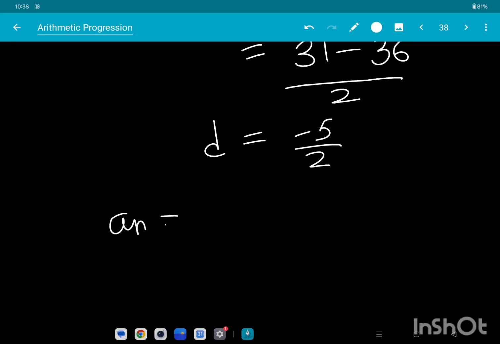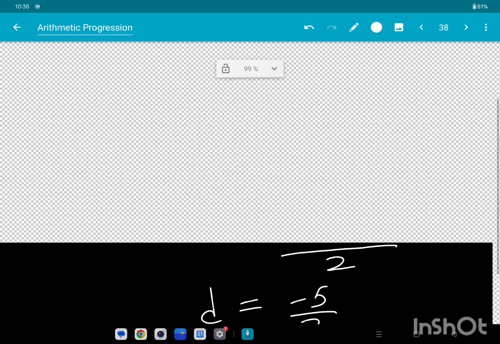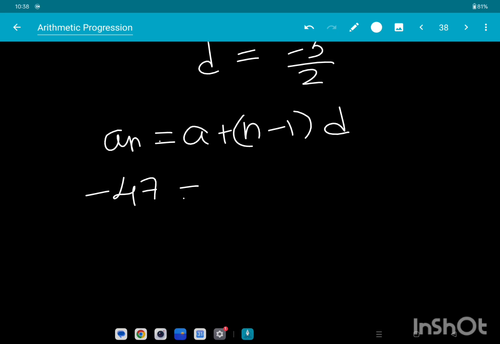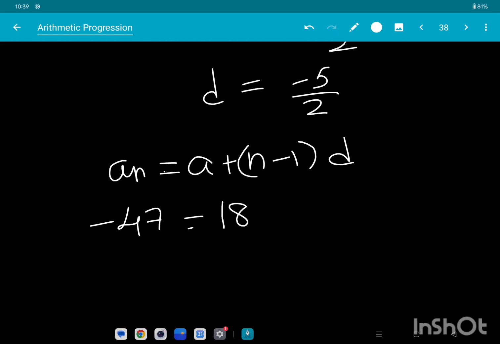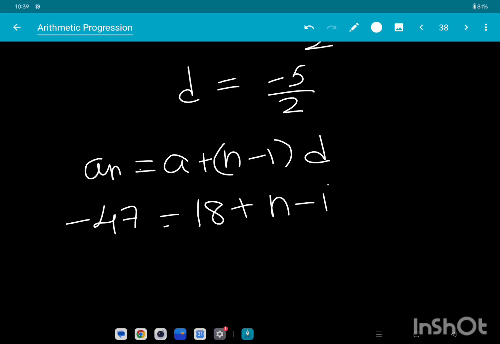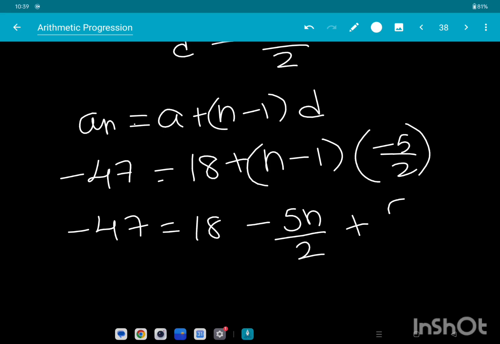I need to find the number of terms, right? So I will use this formula. An is equal to a plus n minus 1 into d. What is the an value? It was given the an value is minus 47. A value is 18. A value is 18 plus n minus 1 into, what is the d value? Minus 5 by 2. Minus 47 is equal to 18 minus 5n divided by 2, minus into minus plus 5 by 2.